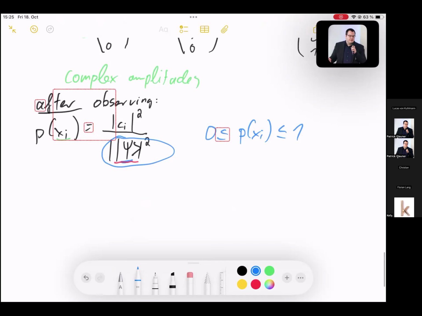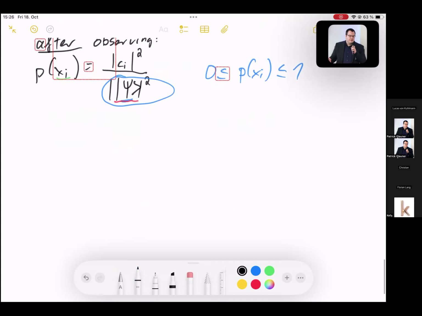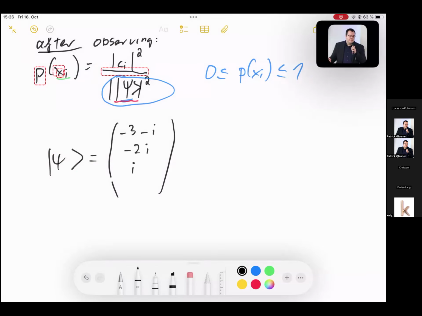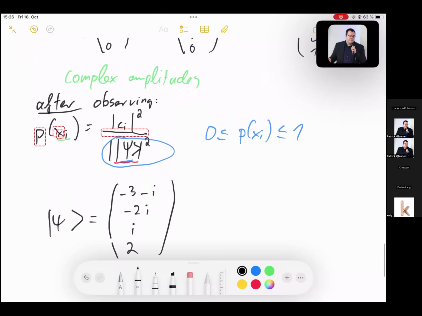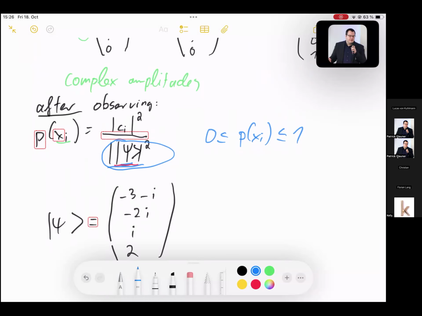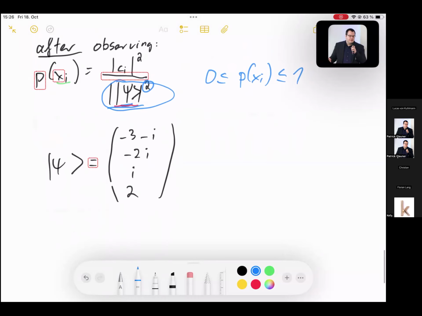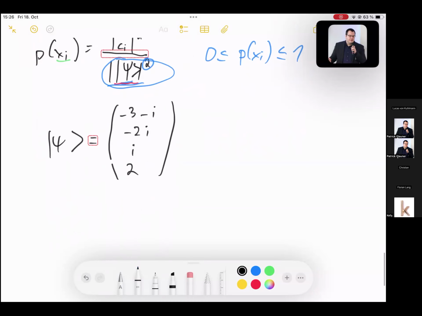And this is something we can also try out now together with an example. Imagine my psi-ket is the following vector: -3 minus i, minus 2i, i, and 2. And we have here the length of the vector, or the norm of the vector, and we square it, but the squaring will come later. What I want from you is that you calculate, this is a quick exercise, will take you a moment. I want you to calculate the norm, or the length of this vector.